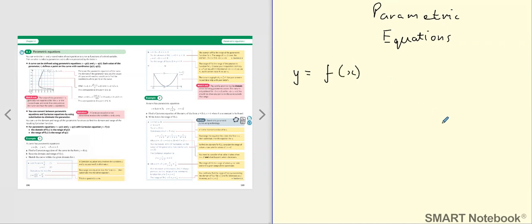What are parametric equations? To understand that, what we need to understand first of all is something known as Cartesian equations. Now, up to now, what we have generally seen is equations of the type y equals f of x. We've got y equals some function of x. Now, that is known as a Cartesian equation.